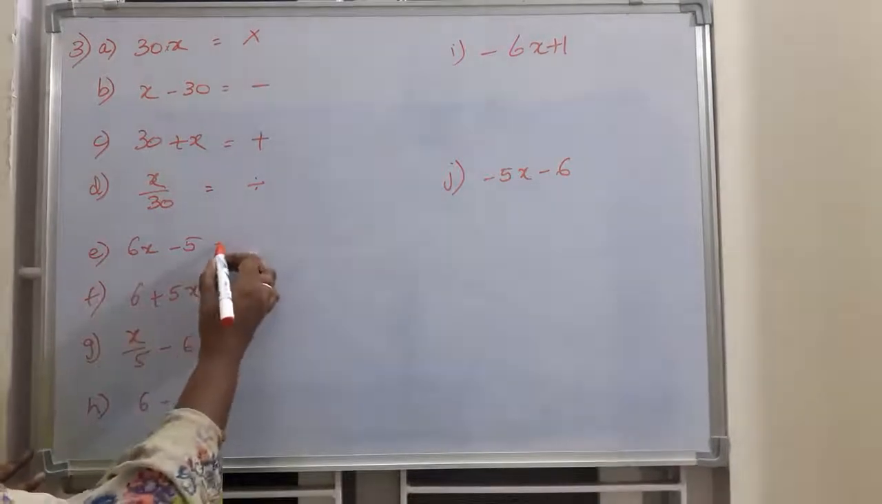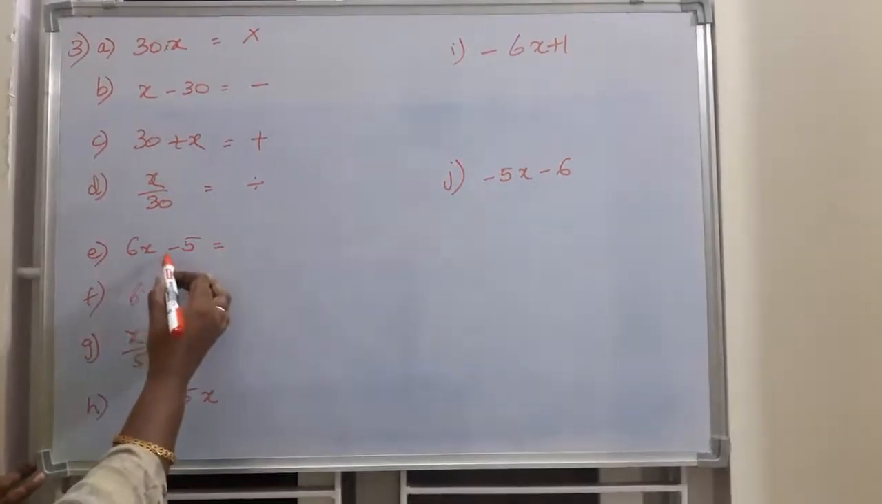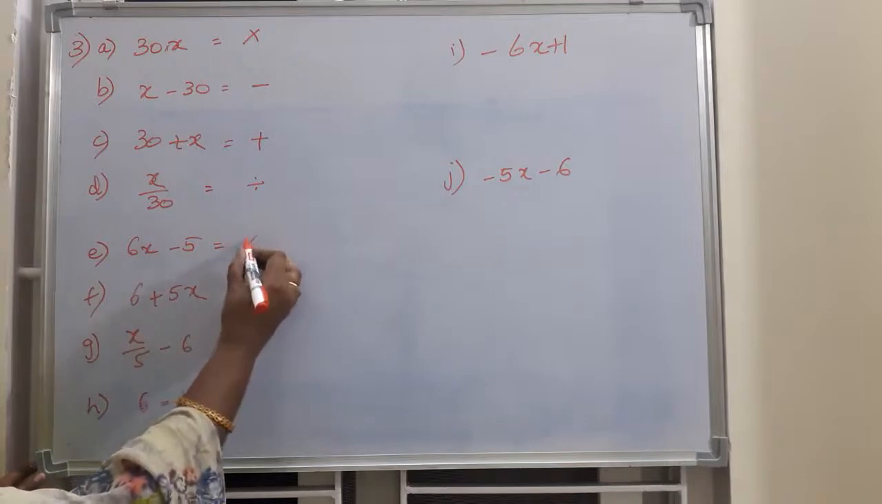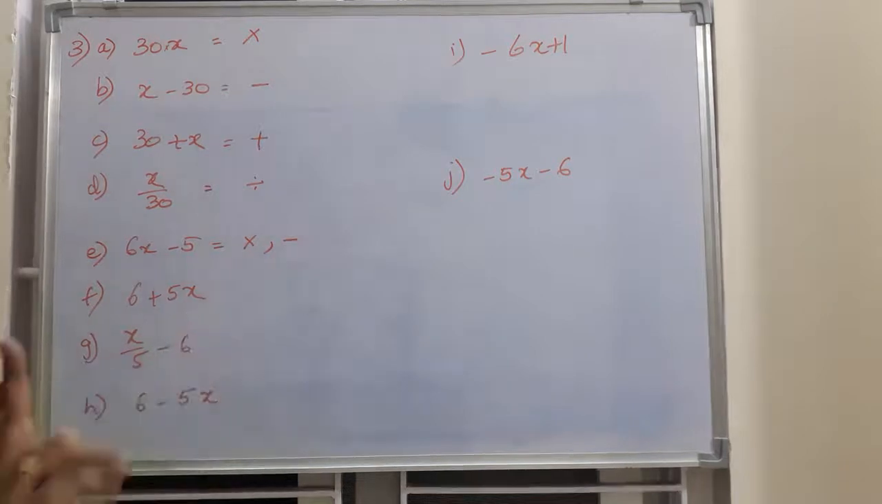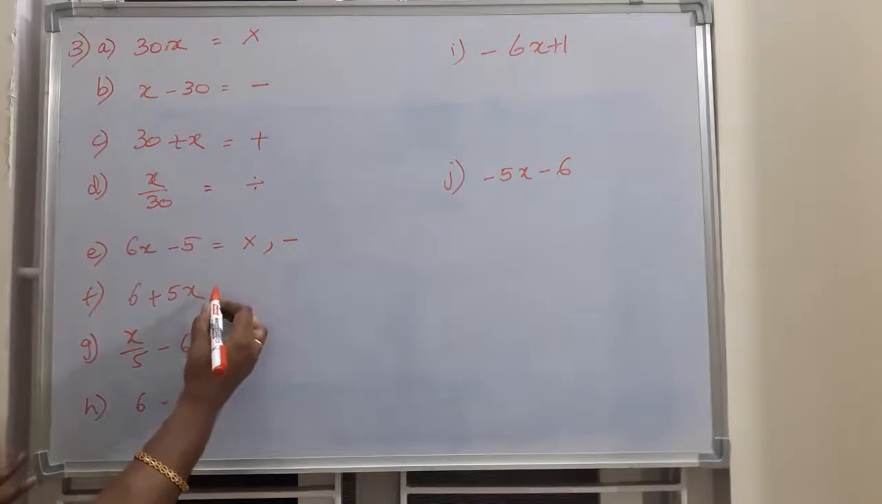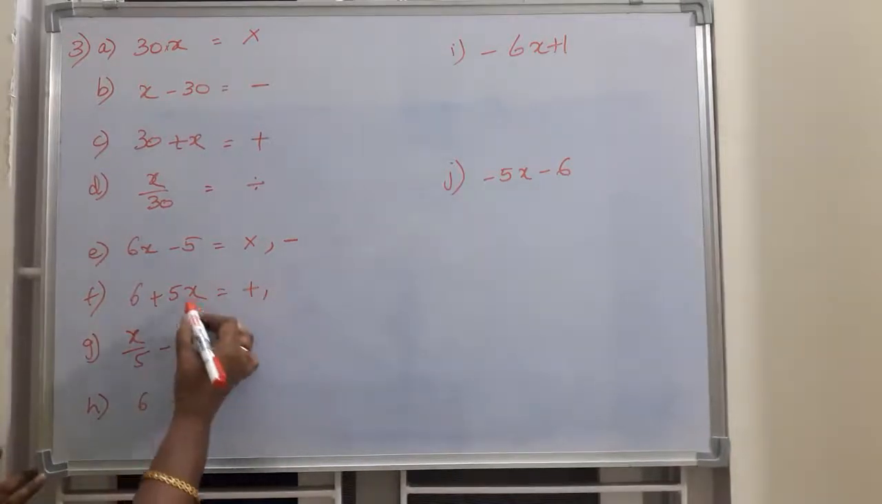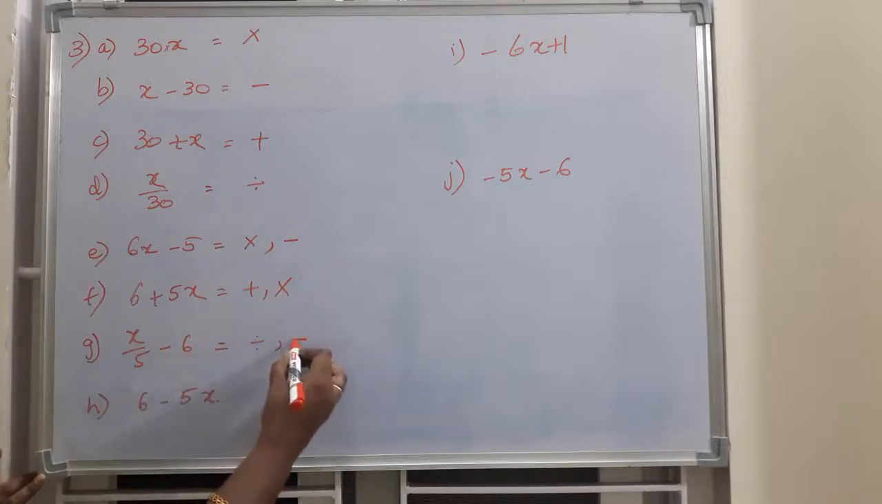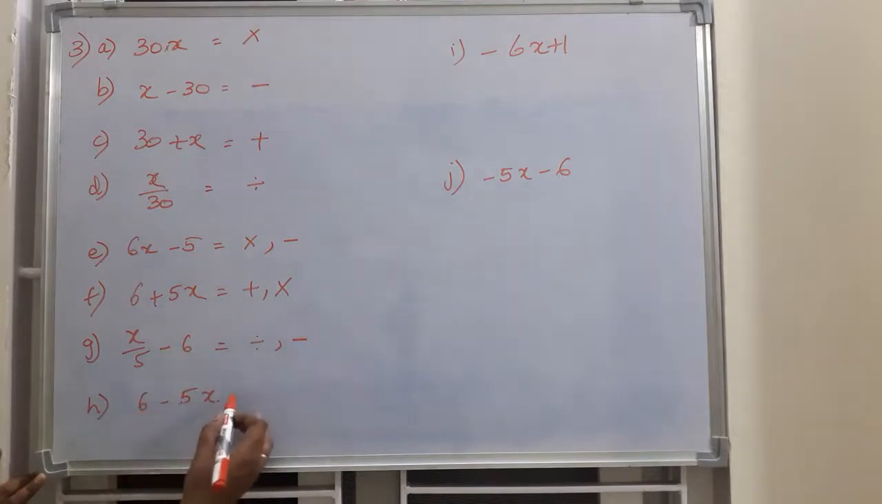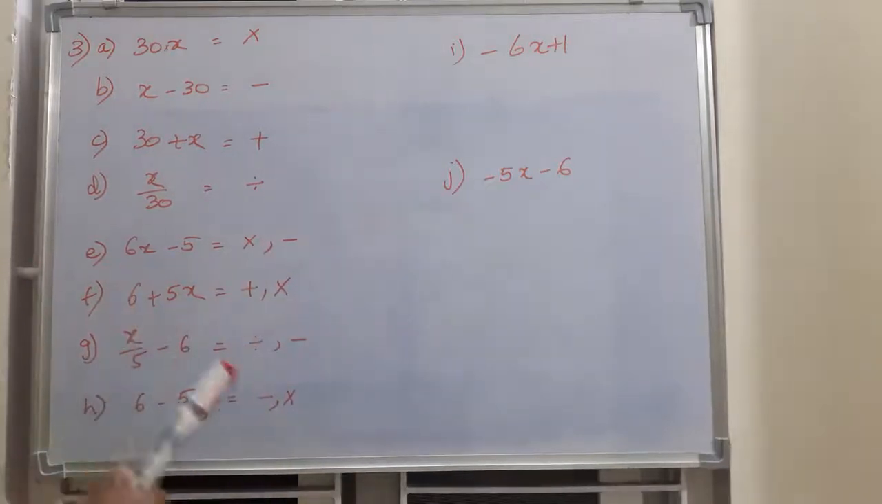So, see here. From here, you have two operations. 6x means it is multiplication, comma. You can see minus here, it is subtraction. Two symbols they have used. They have combined two symbols. Next is, what can you see here? Addition. 5x means multiplication. X by 5, division. Minus 6 means subtraction. 6 minus, so it is subtraction. 5x means again multiplication.